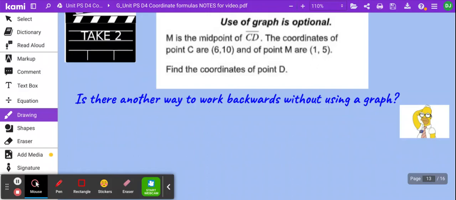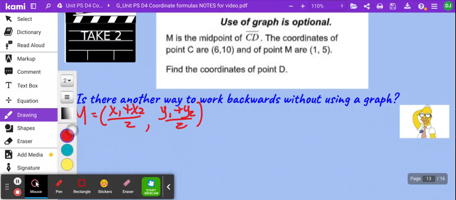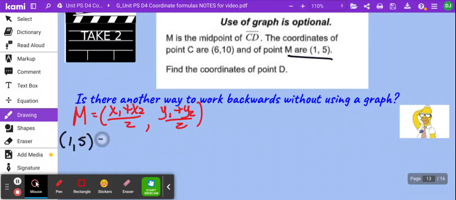Well, of course, there's more than just using a graph. You think about, we had a formula for midpoint. All right, I'm going to write that. M equals the average of the x's, comma, the average of the y's. Right, and you know, with a formula, you can always work the formula backwards as well. So let's plug in what I've got. Well, this time I've got the midpoint, right? So I've got the 1, 5.